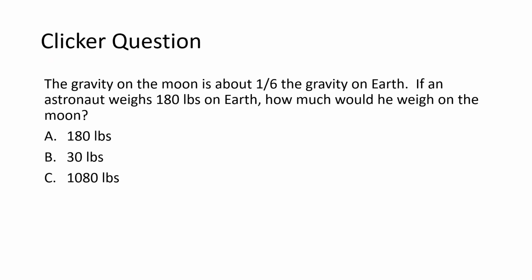This question is an example of something you might see on the concept of weight versus mass. It's telling us that on the moon, gravity is about 1/6 that of Earth, so things are going to weigh less on the moon. If an astronaut weighs 180 pounds on Earth, how much would he weigh on the moon? Well, 180 pounds is how much he weighs on Earth, and we have 1/6 the gravity. So we're going to multiply by 1/6. 6 goes into 18 3 times, and there's still a 0, so 30 pounds. 30 pounds is how much that astronaut would weigh on the moon.